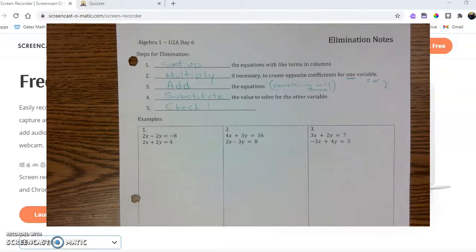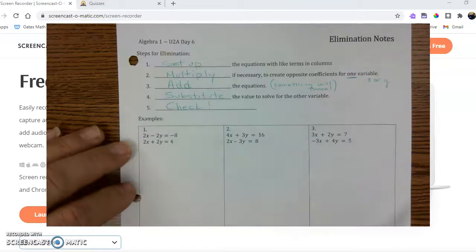Now, I'm going to grab a different pen because it looks like this pen is not showing up as well as I would like for it to. So let's see if this blue pen will show up better.